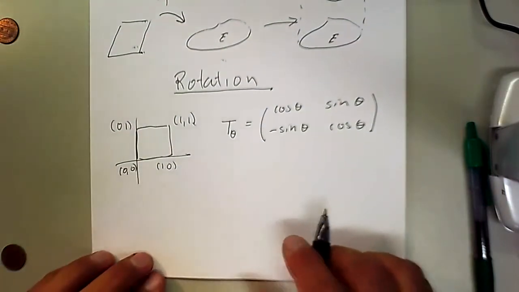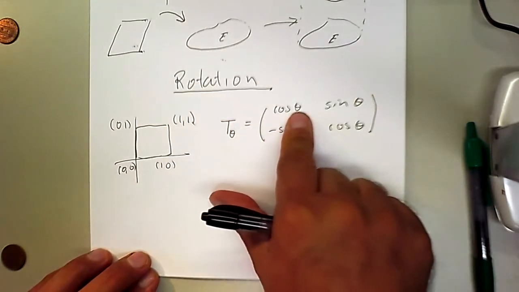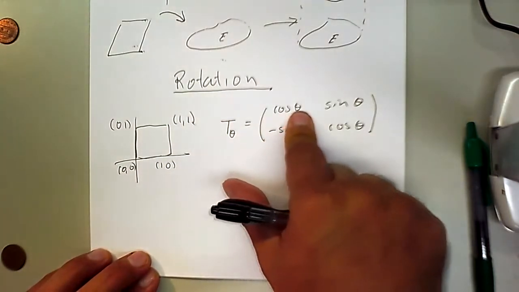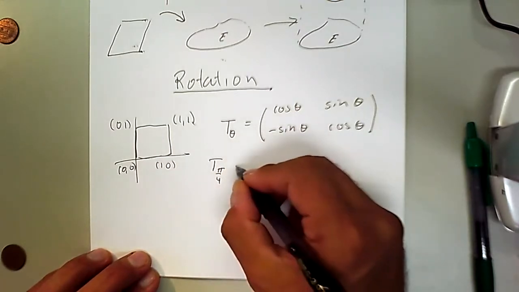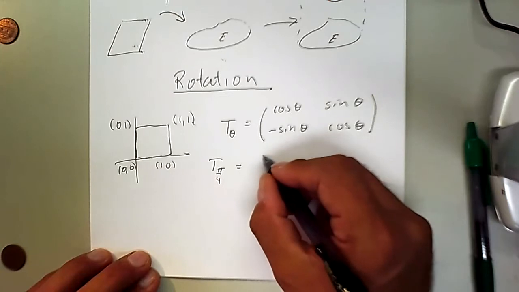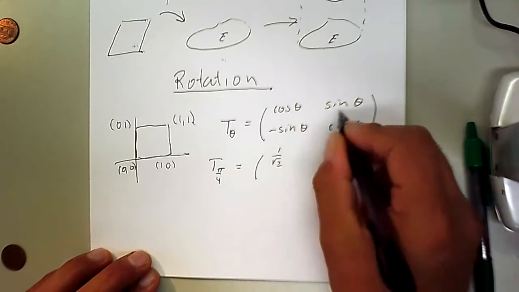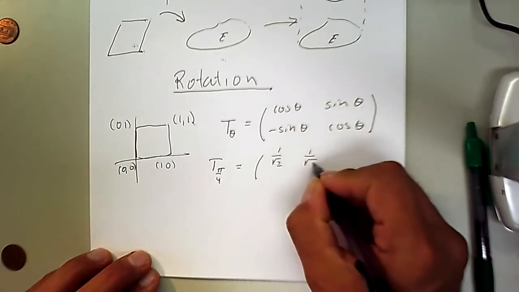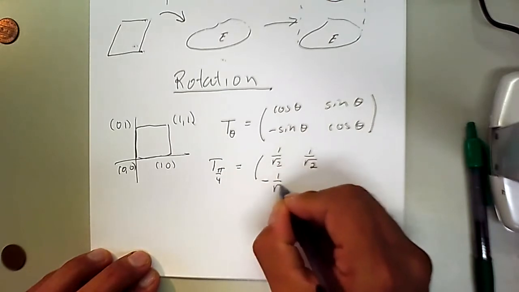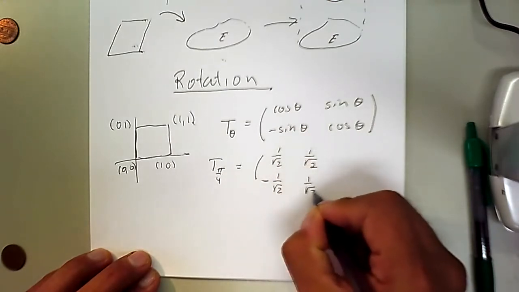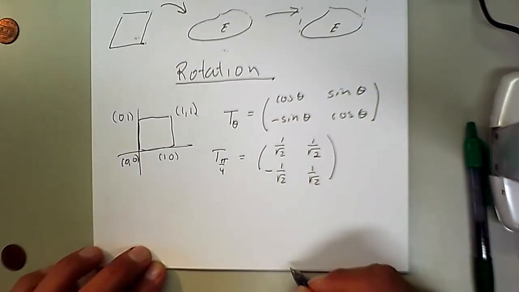If we want to rotate any point here 45 degrees, then you replace theta with 45 degrees, which is pi over 4. So T of pi over 4, a rotation of 45 degrees, will be cosine of 45 degrees, which is 1 over the square root of 2. So all of them are going to be 1 over the square root of 2, even this one, well, that one will be negative 1 over the square root of 2 and positive 1 over the square root of 2. There we go. So that is the rotation, 45 degrees.